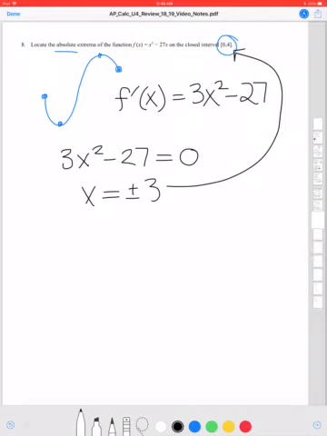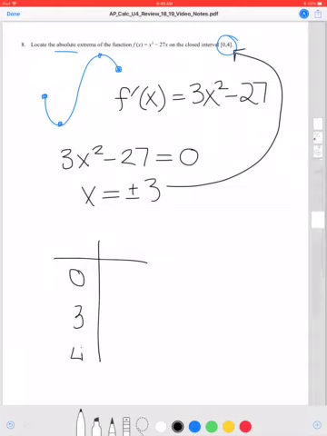However, the interval is only between 0 and 4. So the only points we need to check are 0, 3, and 4. Negative 3 is not in the interval.